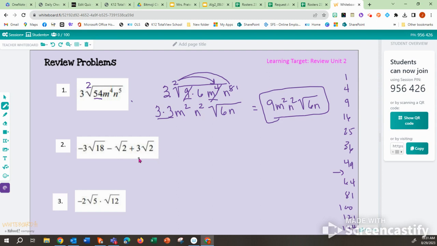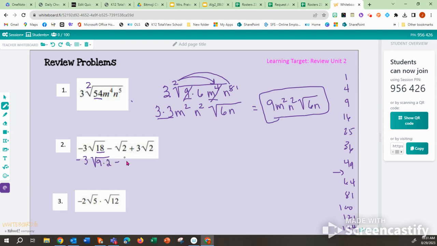All right, number 2 is an example of adding and subtracting. And we do have to have like terms when we're adding and subtracting. And I see these square roots of 2's. They're simplified, but I also see the square root of 18. The square root of 18 is not simplified. It's not a perfect square, but 9 will divide into it. So I'm going to rewrite 18 as 9 times 2.